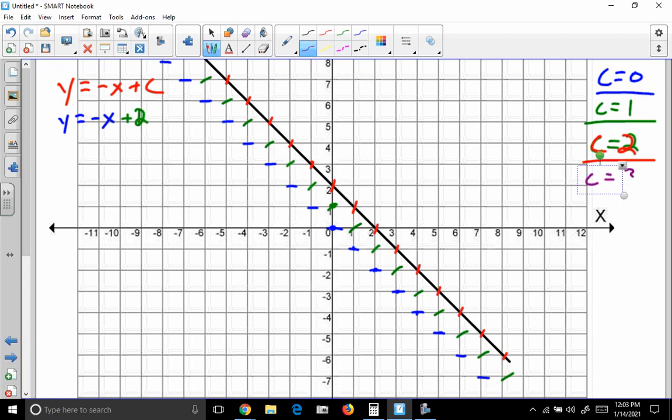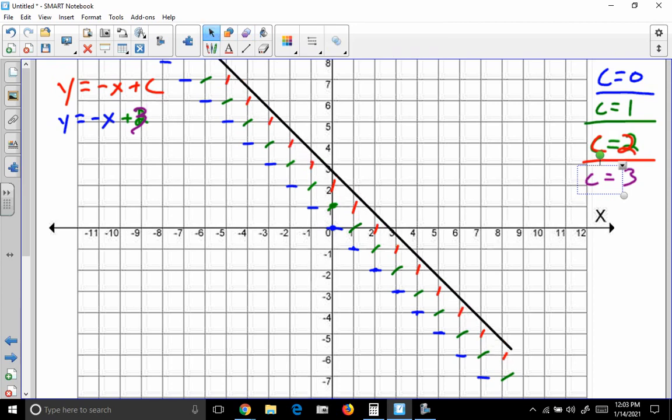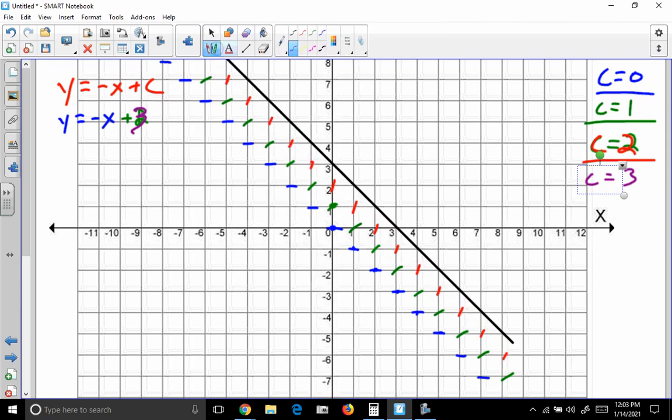When C is 3, so if we change C to 3, our isocline has a y-intercept of 3, but the slopes that occur on that isocline are slopes of 3. So I'm going to approximate slopes of 3, and I'm going to go down this isocline and put the same slopes throughout.